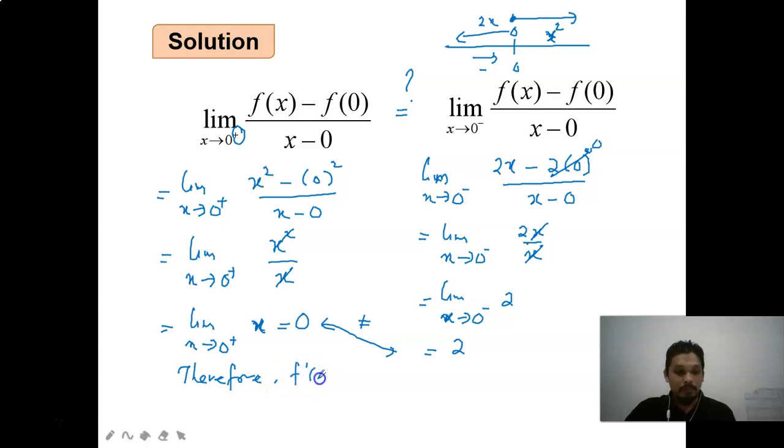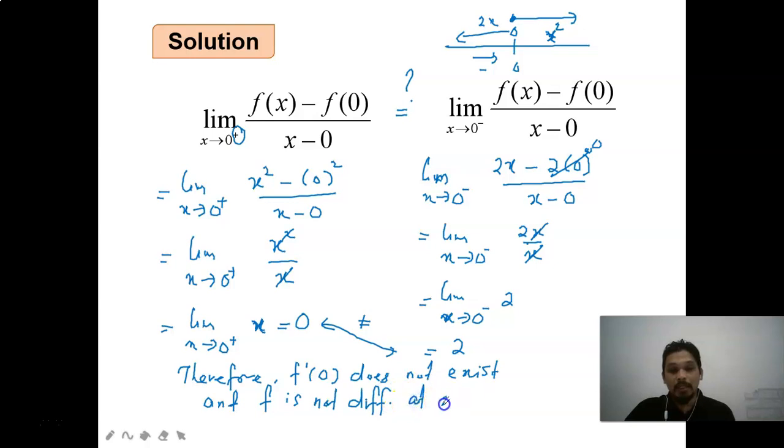Therefore, f prime 0 does not exist, and f is not differentiable at x equal to 0. That's it. Differentiable, you just recall, spell it. Differentiable, that's it. Sorry.